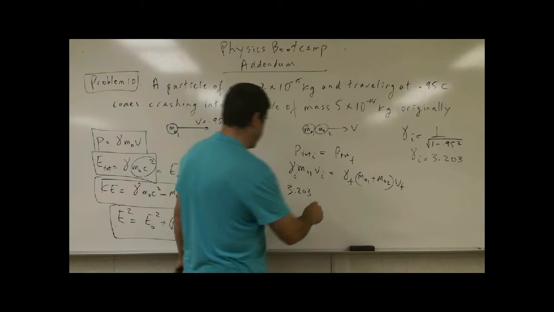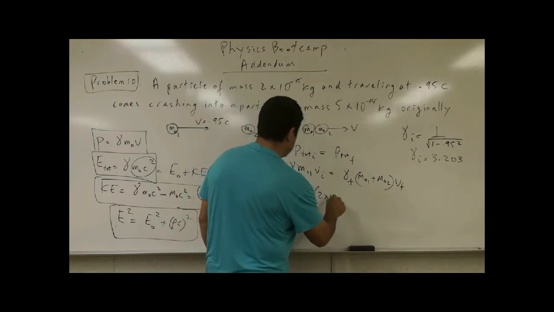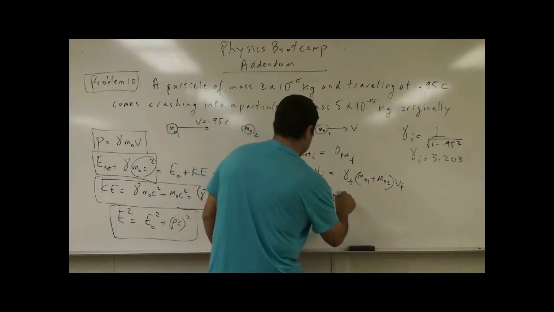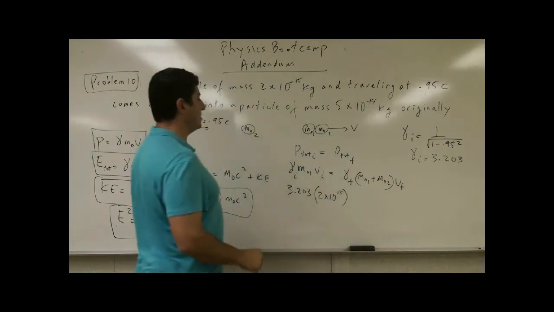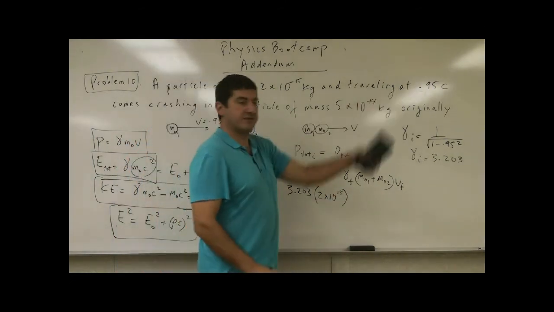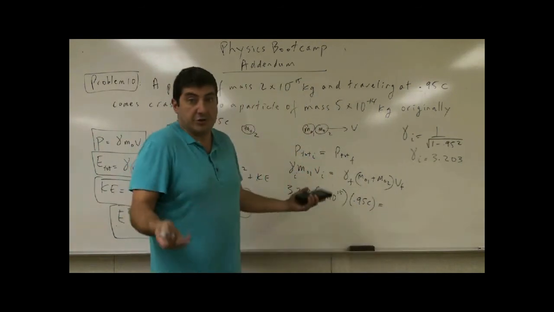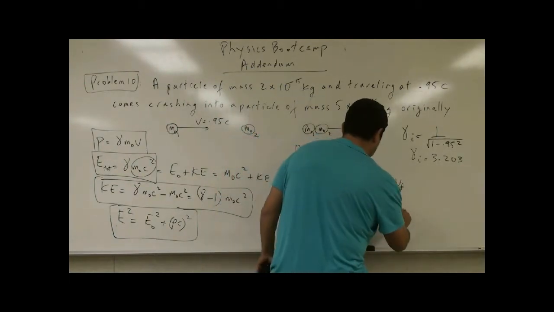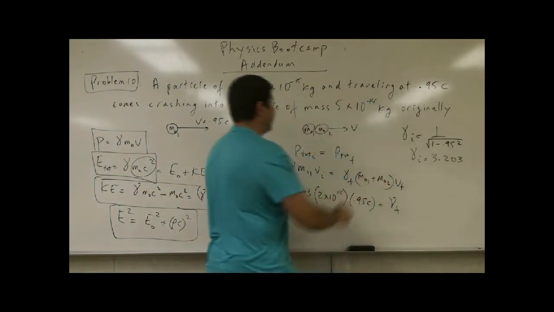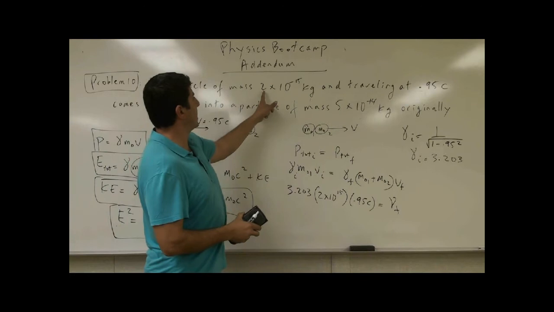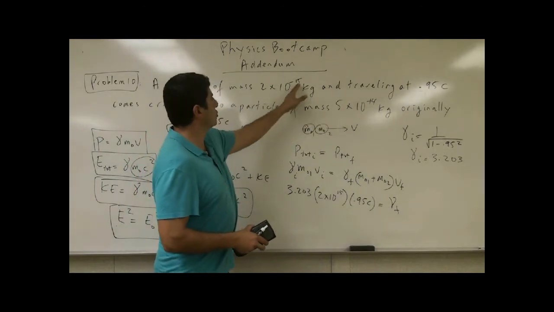What's the initial mass? 2 times 10 to the minus 15. The initial velocity is what? 0.95 the speed of light. Okay. What's the final gamma? I don't know. Okay. What's the final mass? I have to add these two. 2 times 10 to the minus 15.